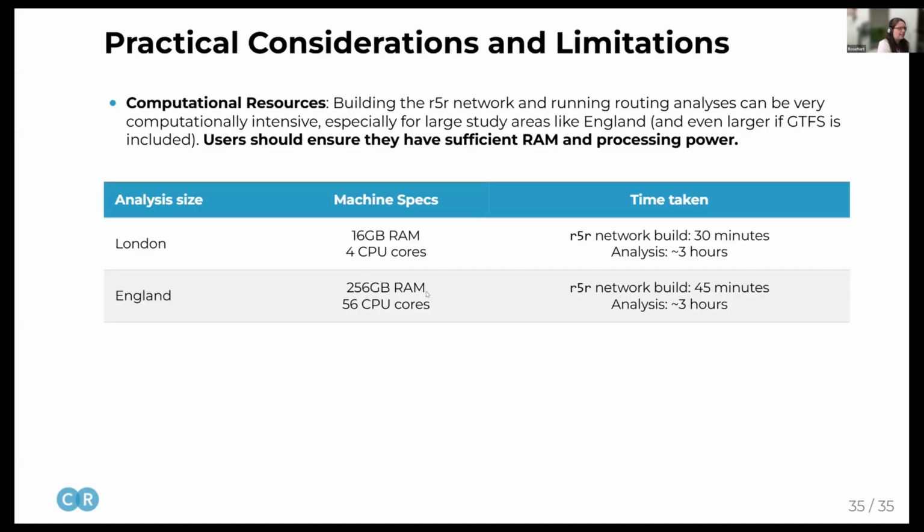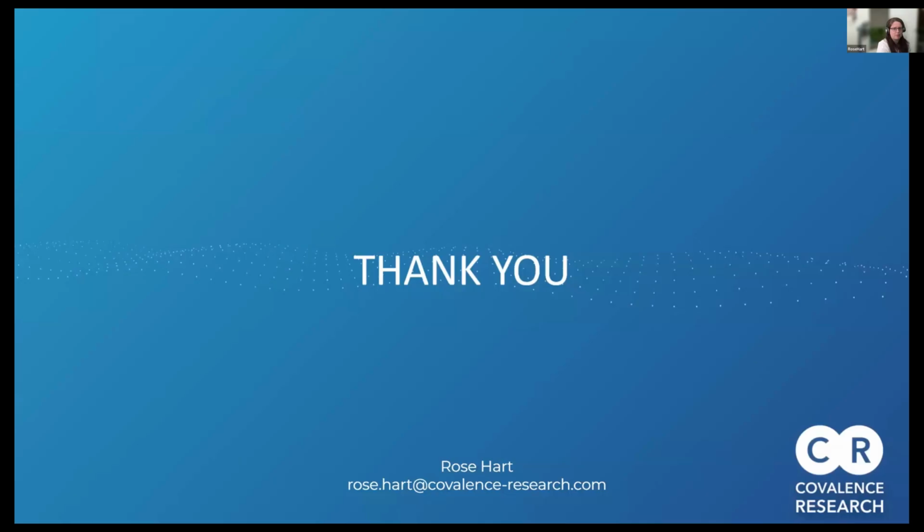But for England, I did need to get out the Linode server. This server cost £3.50 an hour. I did try it initially with 90 gig and 8 cores, and that did not work. So I'm not recommending exactly this, but if you're doing a particularly large analysis, you are going to need the computing power. And that took 45 minutes to 3 hours. So this shows together the potential this kind of package has for looking at accessibility outcomes for our modeling work. And I'll leave it there and open to any questions if you have any.